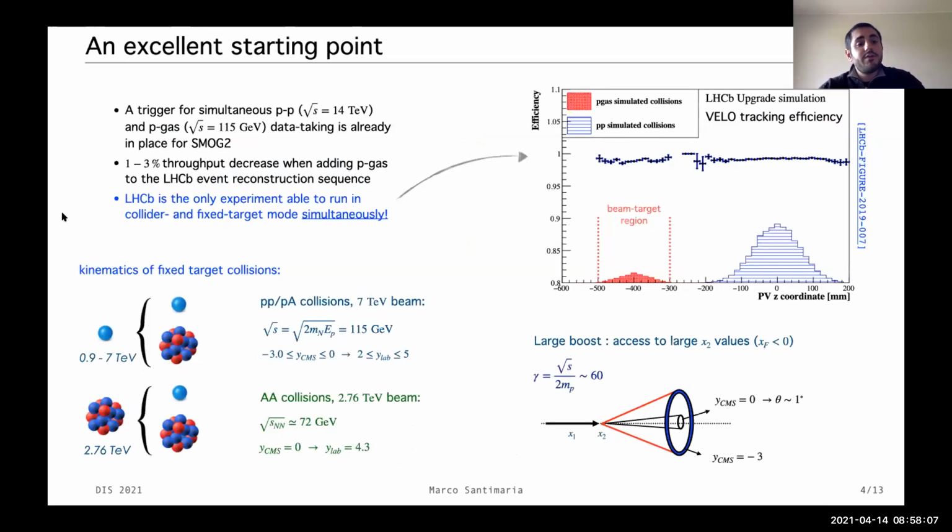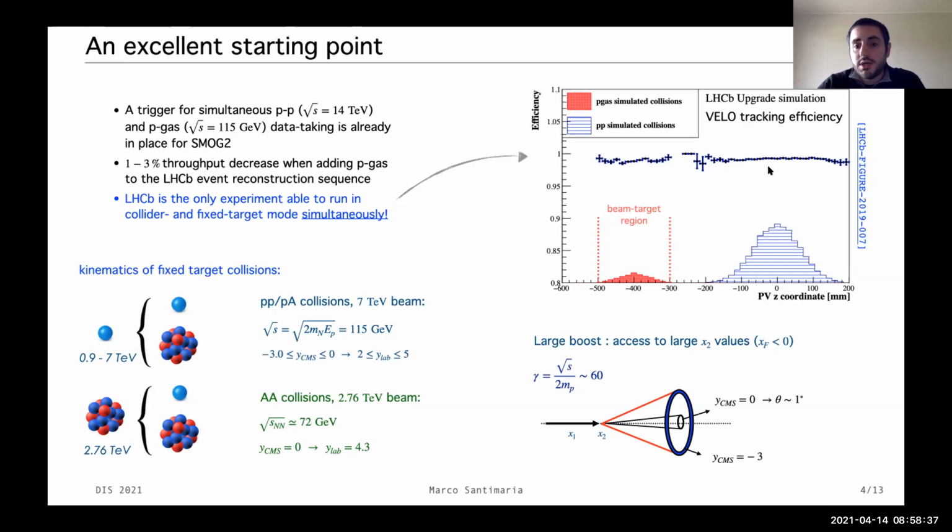We already have an excellent starting point with SMOG2, because we developed a trigger for taking data simultaneously for proton-proton collisions and proton-gas collisions. This has proved to have a minor throughput impact on the LHCb real-time event reconstruction. And this will make LHCb the only experiment able to run in collider mode and in fixed target mode simultaneously.